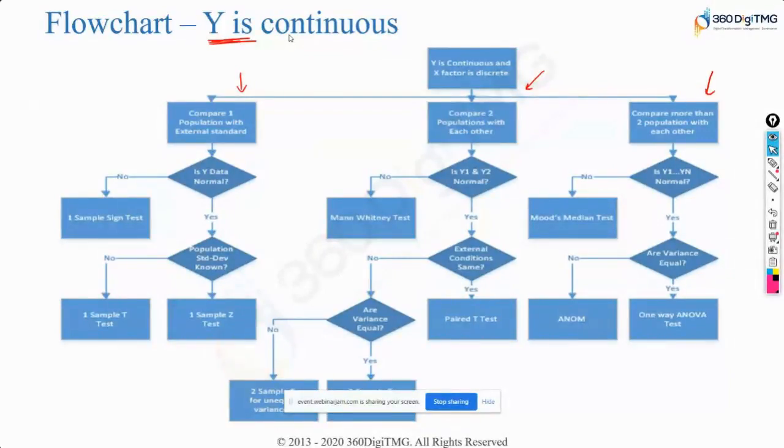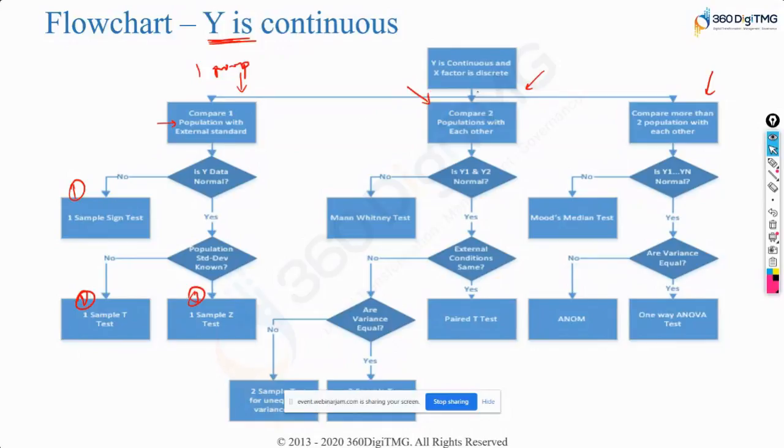If you have a single value that needs to be evaluated, that means you are working with a single sample. But yes, we are estimating for a population parameter. We say compare one population with an external standard. That means we have only one group or one population. In that case, we follow this flowchart. And here I have three different tests, 1, 2, 3, not in any order. Three tests are there.